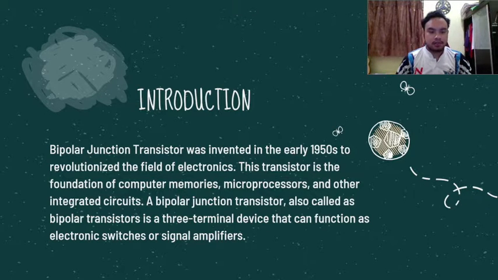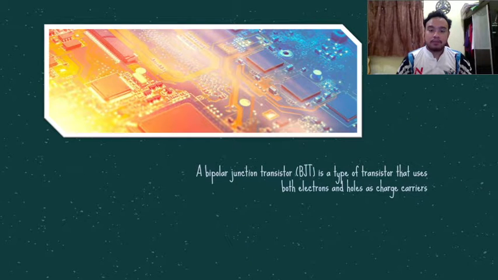The bipolar junction transistor was invented in the early 1950s to revolutionize the field of electronics. This transistor is the foundation of computer memories, microprocessors, and other integrated circuits. A bipolar junction transistor, also called a bipolar transistor, is a 3-terminal device that can function as an electronic switch or signal amplifier. A bipolar junction transistor, or BJT to simplify it, is a type of transistor that uses both electrons and holes as charge carriers.